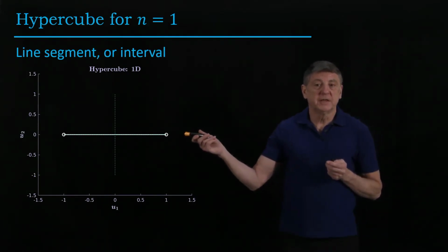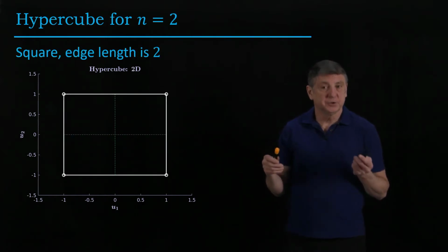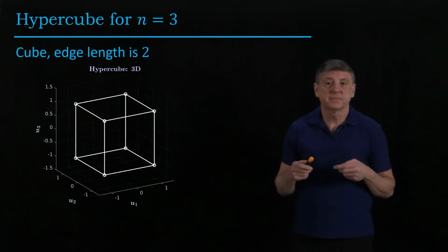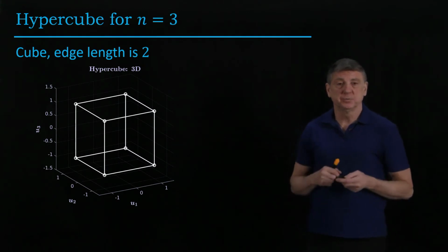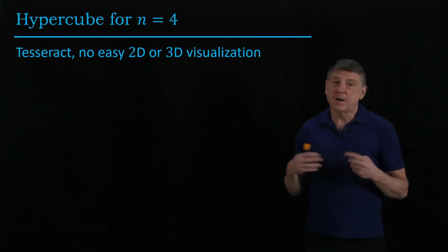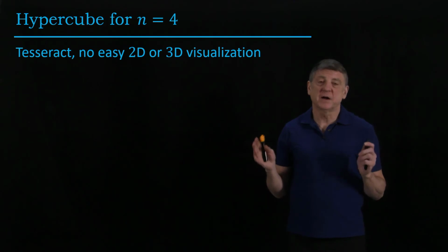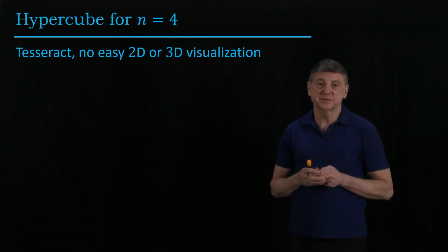In 1 dimension, this is a line segment. In 2 dimensions, it's a square. In 3 dimensions, it's a cube. And in 4 dimensions, I'm afraid you're going to have to go elsewhere because my 4-dimensional visualization skills are very poor.